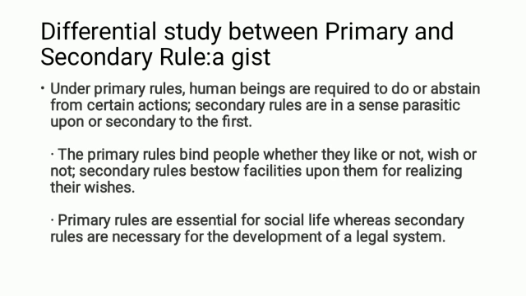Thirdly, primary rules are essential for social life, whereas secondary rules are necessary for the development of legal system. So primary rules very much govern our social life. But secondary rules are very much important because it is a supportive system. It not only acts as a supportive system to the obligation that is attached to the primary rule, but it also lays a monumental ground for the development and the modification of legal system itself. So these are the difference between the primary and the secondary rule itself, and this is the concept of HLA Hart.